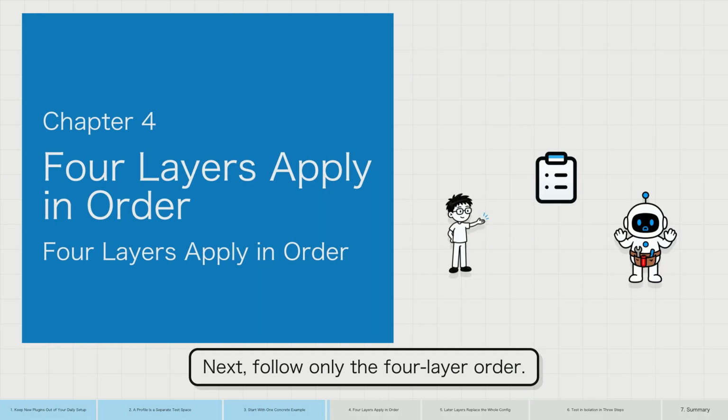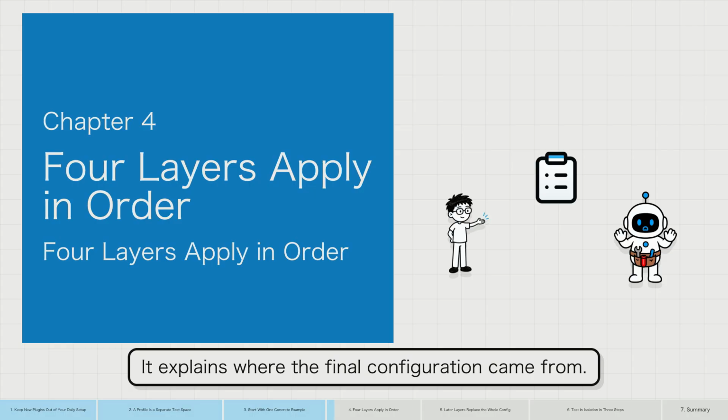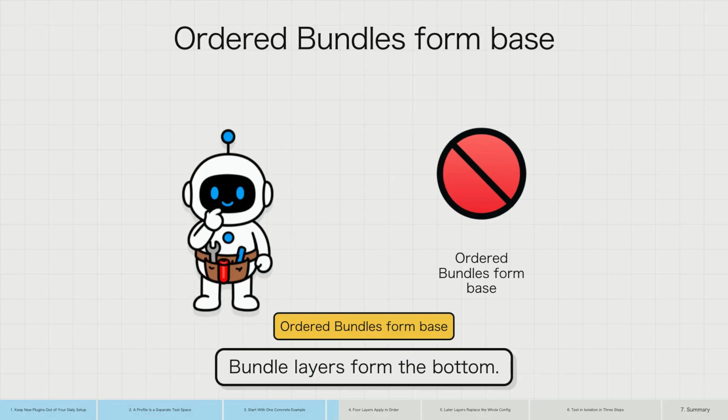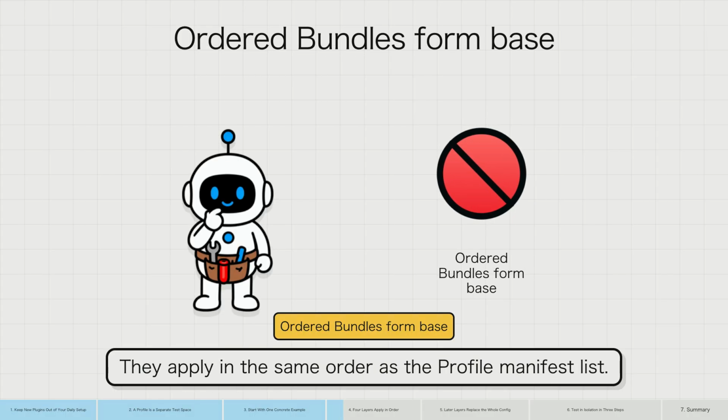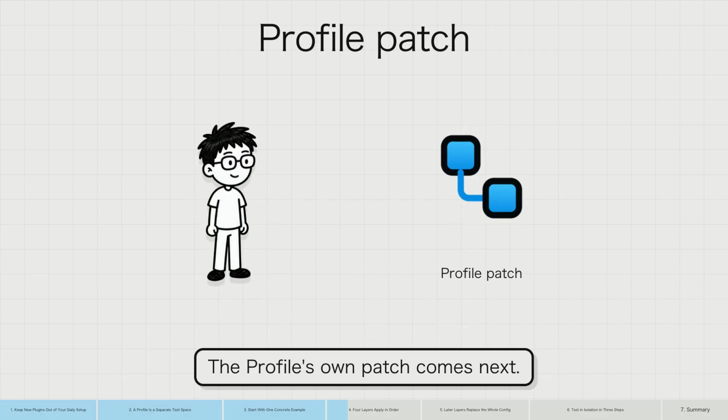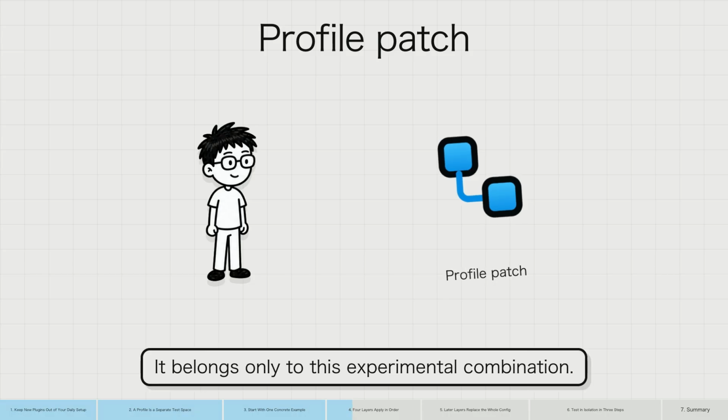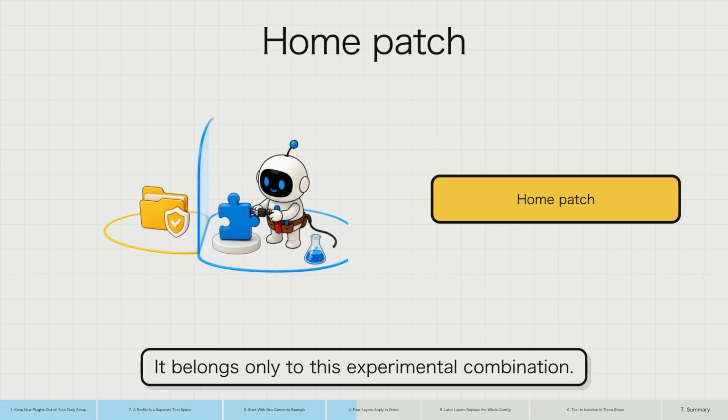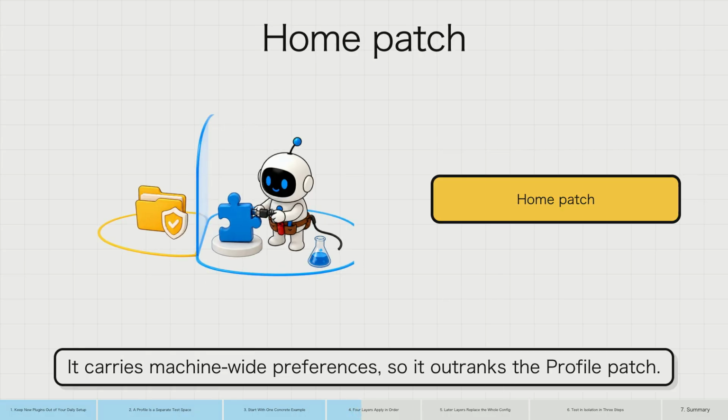Next, follow only the 4-layer order. It explains where the final configuration came from. Bundle layers form the bottom. They apply in the same order as the profile manifest list. The profile's own patch comes next. It belongs only to this experimental combination. The home patch follows. It carries machine-wide preferences, so it outranks the profile patch.